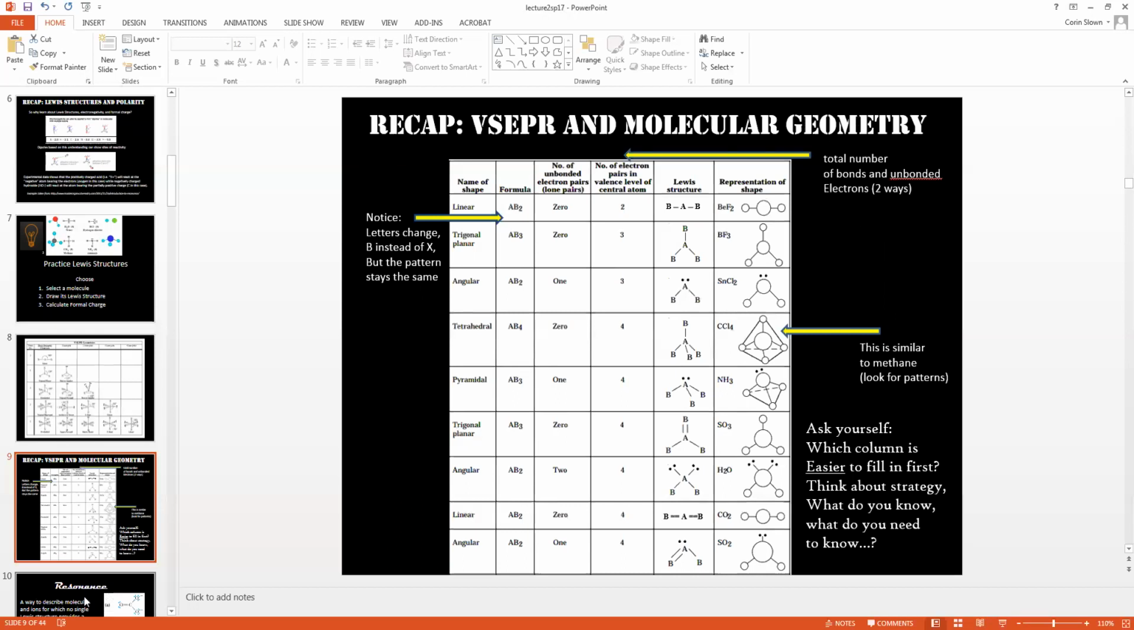You're going to notice that there's something true in terms of these formulas. You can start to observe patterns. The value for you in terms of patterns is thinking about what do I already know and how can I use that. So ask yourself, which column is easier to fill in first? Think about strategy. What is it that you need to know? What is it that you already know? If the letters change, can you still solve or assign molecular geometry? If you know the total number of bonds and the total number of unbonded electrons, can you get to the same place? These are great questions to ask when you're practicing these topics.